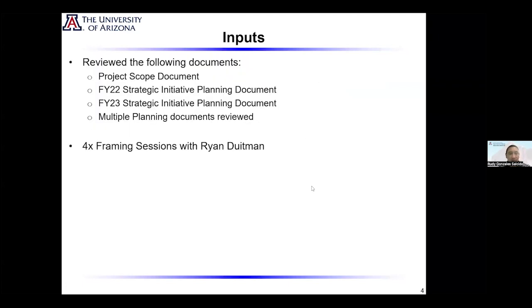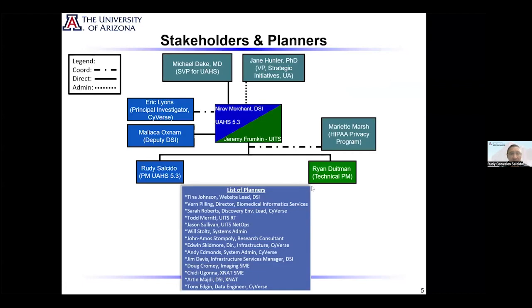And these are the documents that I reviewed when I showed up, people I talked to. In this case, this particular gentleman, he works over at UITS, Ryan Deitman. And then I talked about the stakeholders and planners, the diagram, just to identify those folks. So that's what I did here, all the way to where our funding is coming from. In this case, it was health sciences department, and then all the way down to the list of planners who is involved in this endeavor.